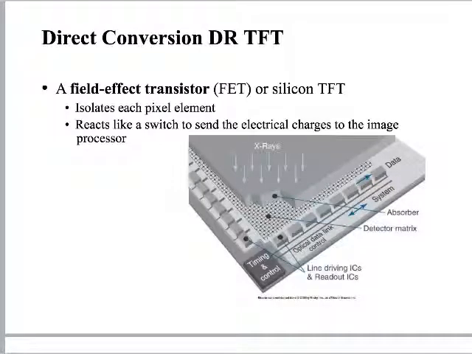So here we go, direct conversion, thin film transistors. So we've got the X-rays coming down. They're hitting some kind of absorbing material, like amorphous selenium, right? The amorphous selenium gives off some kind of change. That change is picked up by this detector matrix, right? That's where all these little wires are right here, right? And then that's read out to a control center, right?